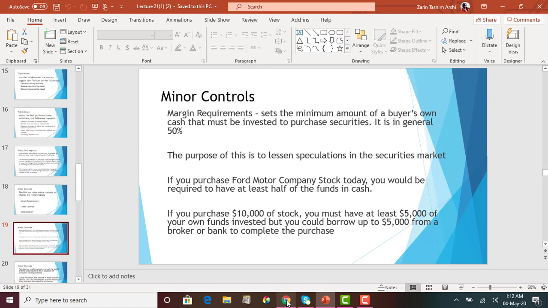Okay, and it is done in order to reduce speculations. So an example, let's say if you purchase 10,000 worth of stock, then at least 5,000 must come from your own funds, and the remaining 5,000 you can borrow from the bank. In that way, the Fed is controlling some sort of money supply here, right? Bank is not loaning out 10,000, but instead bank is loaning out 5,000. So as a result, the money supply is controlled a little bit. So that's one way. Margin requirement is one way they can control the money supply indirectly.